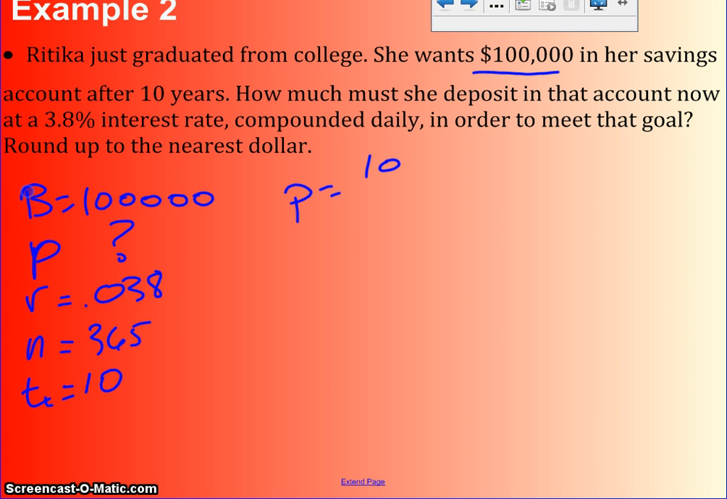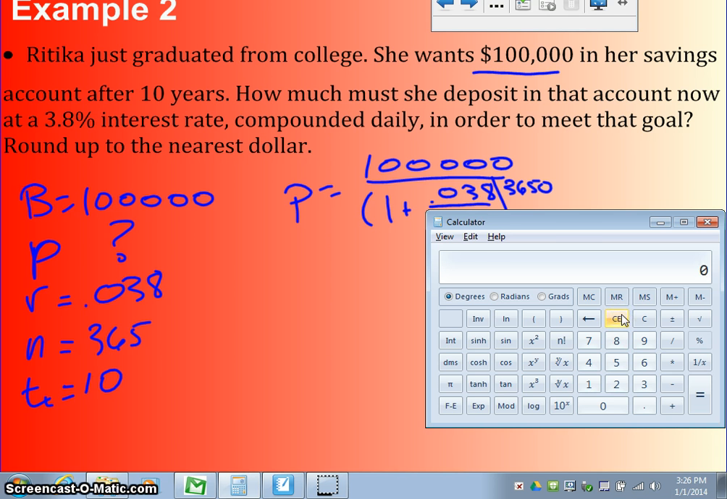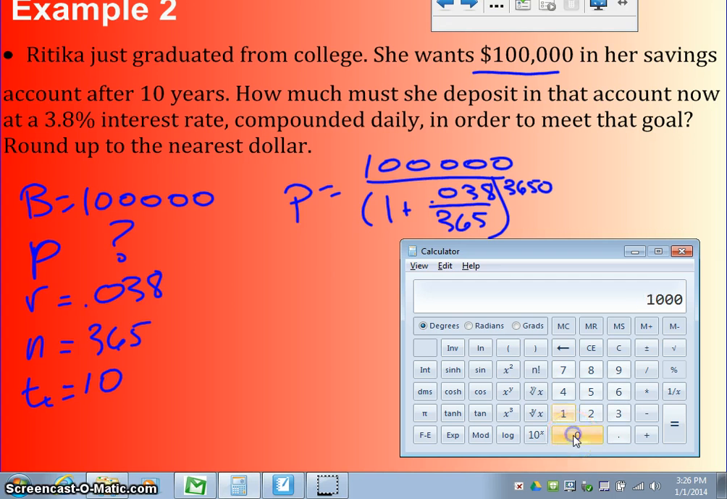Plugging into my formula, I've got 100,000 divided by 1 plus 0.038 divided by 365, all to the 3650 power. And that was 365 times 10. Plugging that into our value here, let me move this down a little bit. We've got $100,000 divided by 1 plus 0.038 divided by 1, all to the, actually, start that over, sorry, I hit the wrong one.